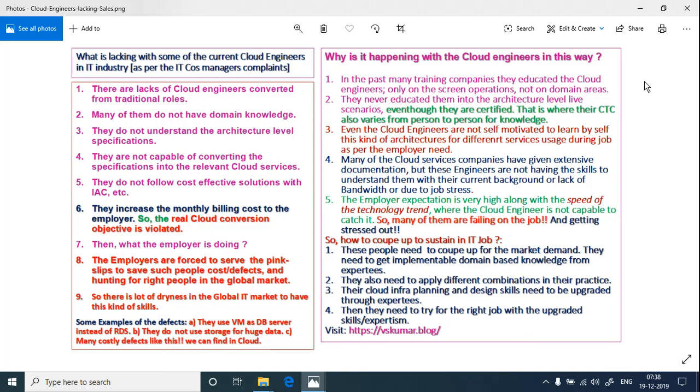In the task, very detailed steps should be given, like a test case or test script, which are the specifications for an automation engineer. The cloud engineer is supposed to get the same, but in reality it is not happening across projects. That is lacking. They never educated them on architecture-level live scenarios. Yes, that is not the training institute's responsibility either. Even though they are certified, that is where their CTC varies from person to person, for knowledge variation. Even though these people are certified, they don't have domain knowledge. Where to use that solution architect certificate?